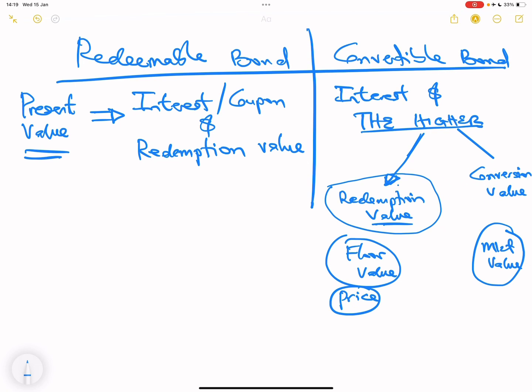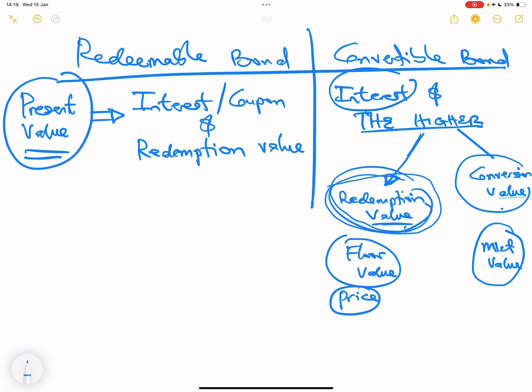If the conversion value is more than the redemption value, then you use the conversion value as your last cash flow plus the interest. If the redemption value is higher, then use the redemption value as the cash flow plus interest to get the present value. And in that case, when you use the redemption value, what you are getting is the floor value. And I will use an example to explain this.